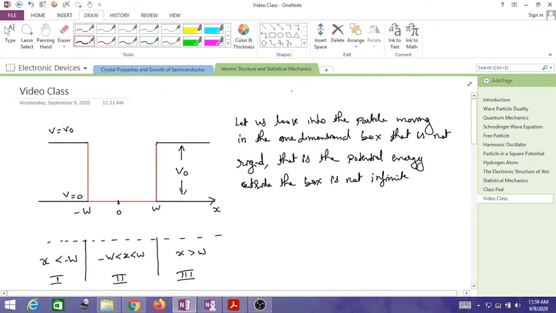So let us talk about the particle in the square well. This is a particle in a square potential well. So here we have considered the finite potential well.